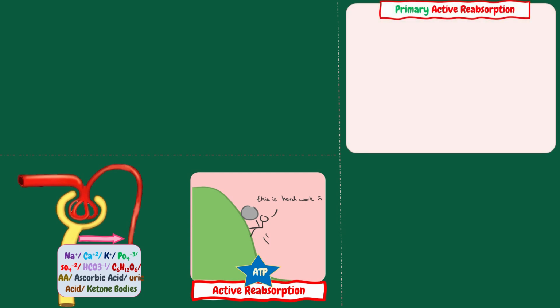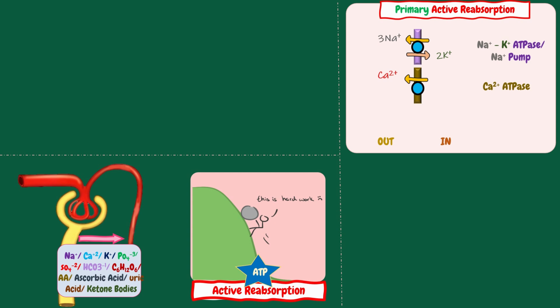Primary active transport uses adenosine triphosphate, or ATP, directly. For example, the sodium-potassium ATPase, or the sodium pump, through which 2 potassium moves into the cell and 3 sodium moves out of the cell. Second example of primary active reabsorption is the calcium ATPase. It causes the movement of calcium out of the cell. Third example of primary active reabsorption is the proton ATPase. It causes movement of H+, or proton, out of the cell.